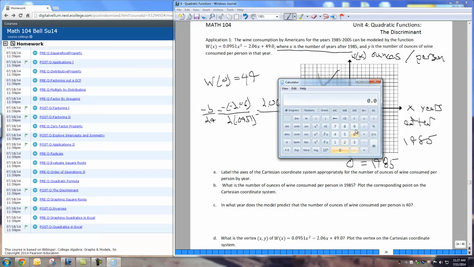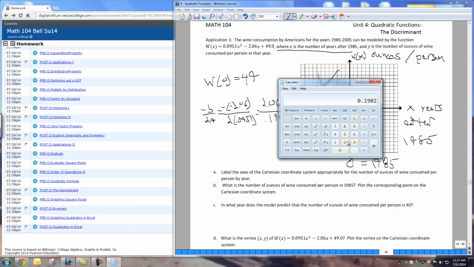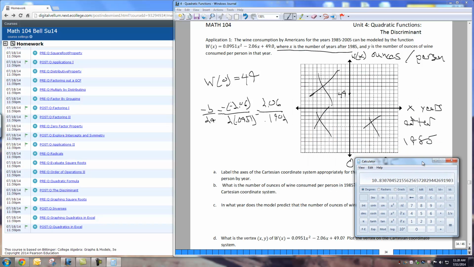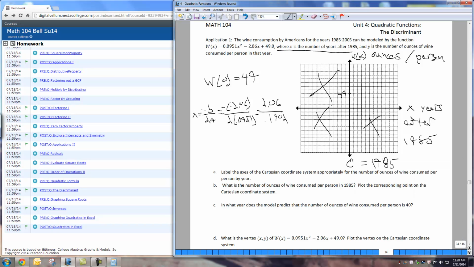So 0.0951 times 2, 0.1902. So now we do 2.06 divided by 0.1902 equals 10.83. So what that means is 10.83 years. Remember, this is X. That's my vertex point.